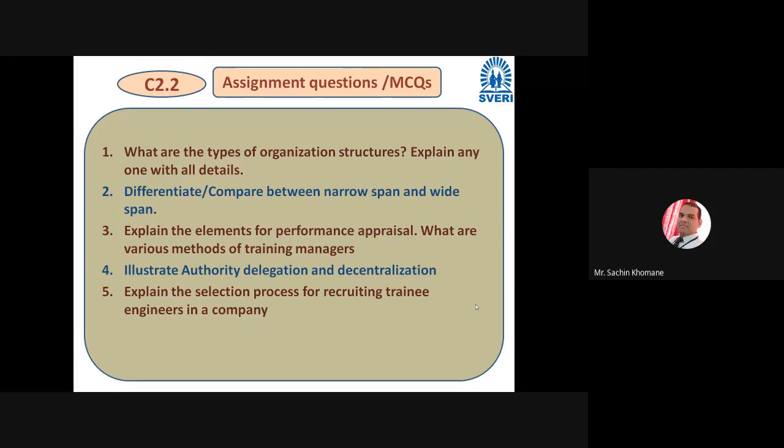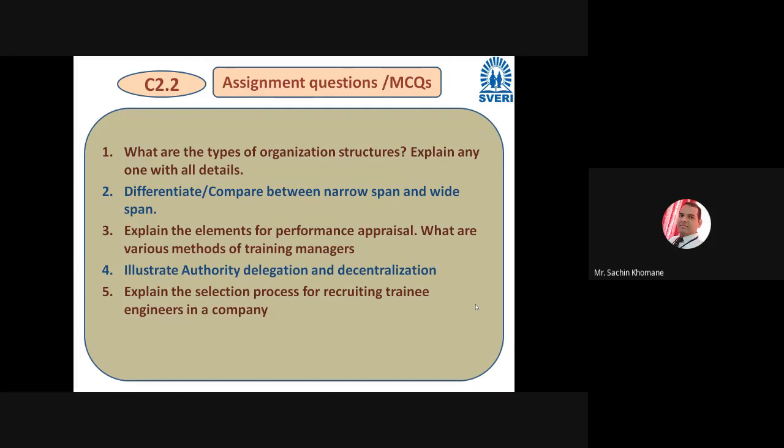Friends, the first question is, what are the types of organization structure? Explain any one with all details. There are certain types of organization structure that we are going to see today, and you have to explain any one in detail. So you should be prepared for all. But in the exam, they have asked in this way: out of 4 types, you have to explain 1. So 7 to 8 marks weightage will be there.